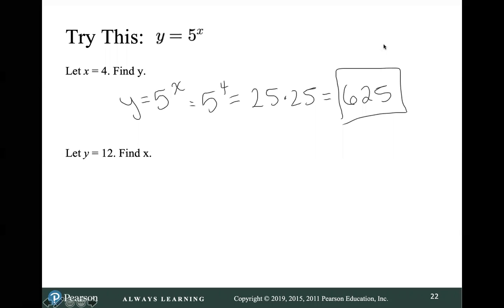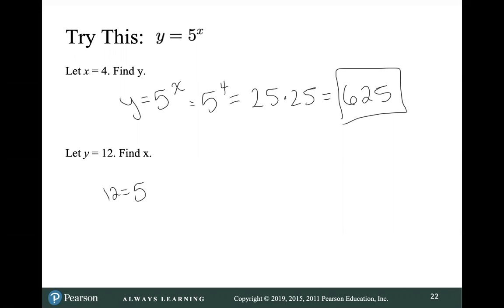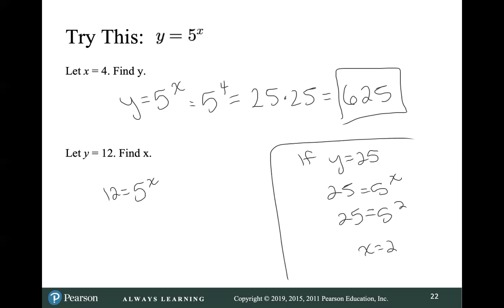But now let's see what happens when we try to substitute a value for y. If we want y to equal 12, then we would say 12 equals 5 to the x, and then we're stuck because 12 is not a perfect power of 5. Now, if y equals 25, then we can say 25 is 5 to what power? And then we can say, oh, I know that x has to be 2 because 25 is 5 squared. So then x must be 2, right? But if y is not a perfect power of 5, then we're stuck. There's no way to solve for x.